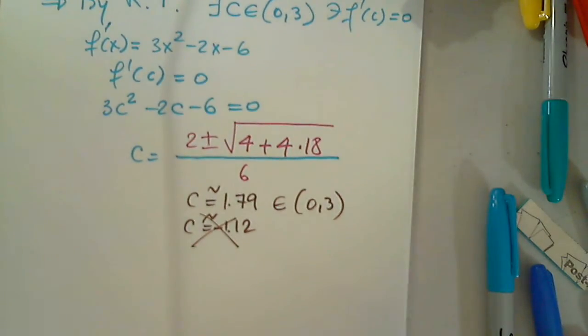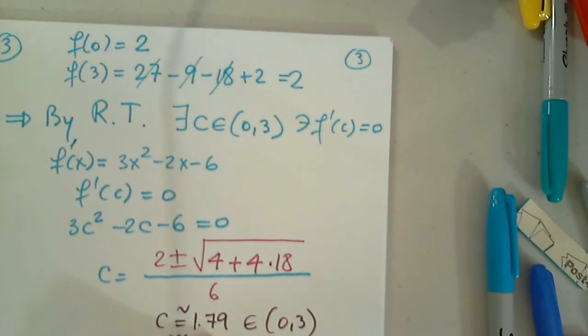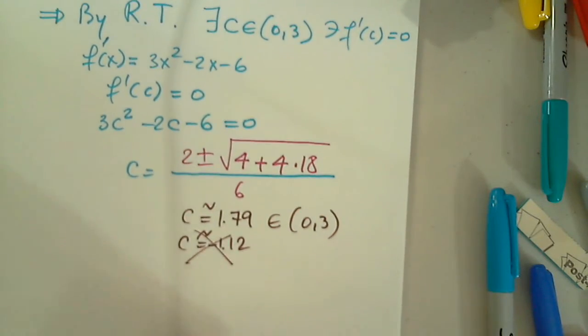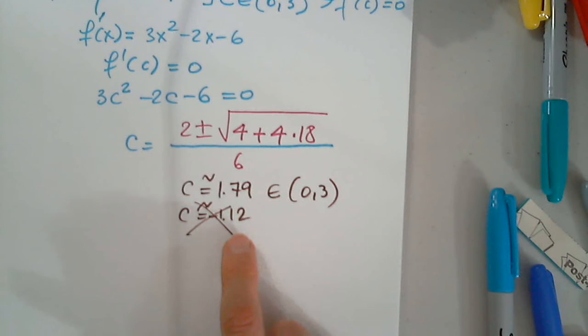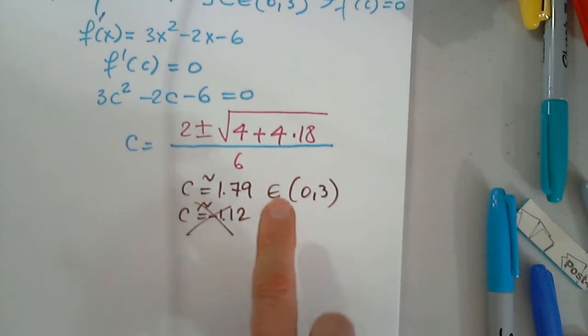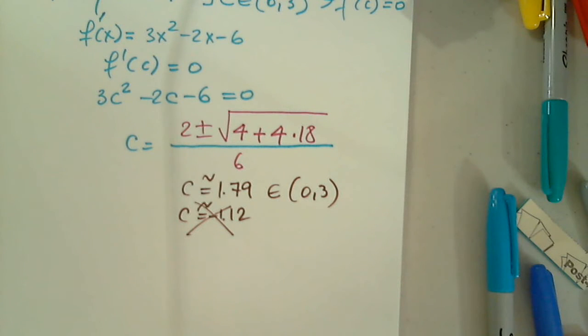So here's our C guaranteed, which means at this point it's guaranteed that the given function has a turning point. In other words, we don't know what it is. It can be a max or min, but in the interval (0, 3). So this is the C guaranteed by Rolle's theorem.